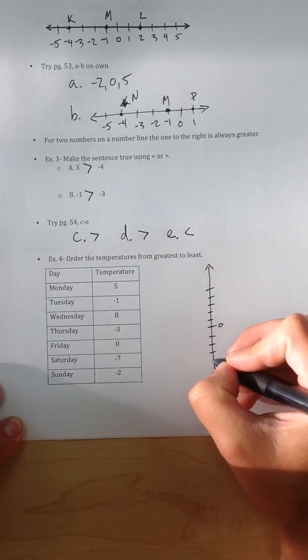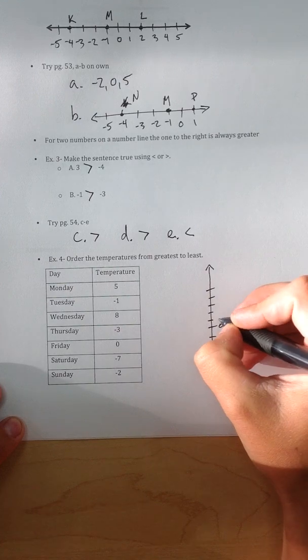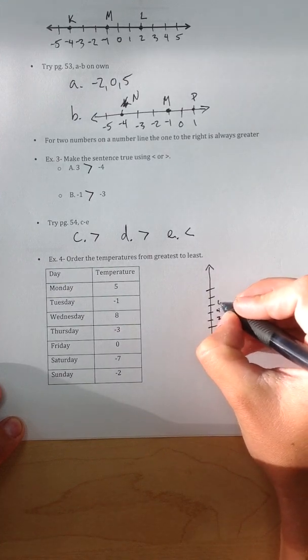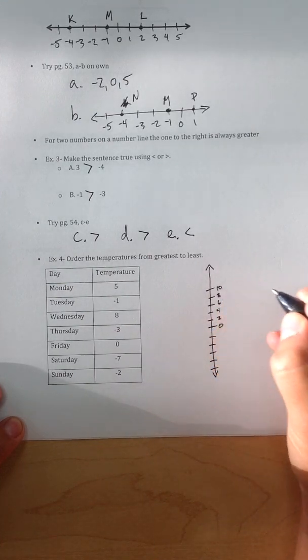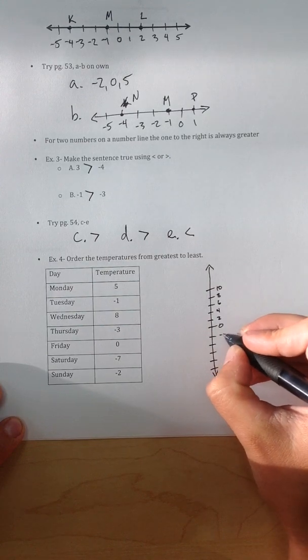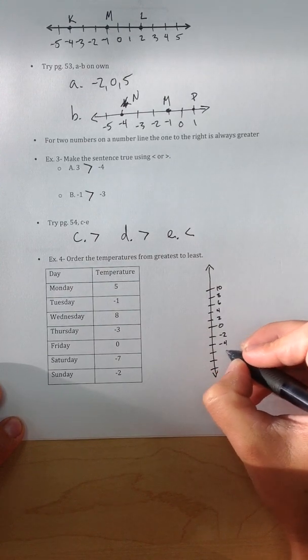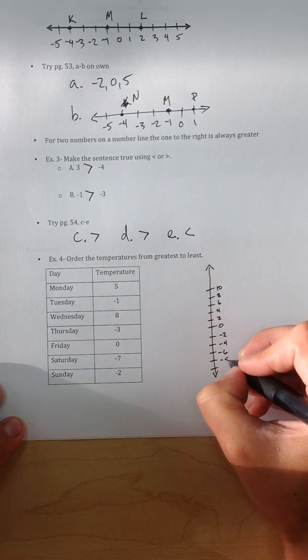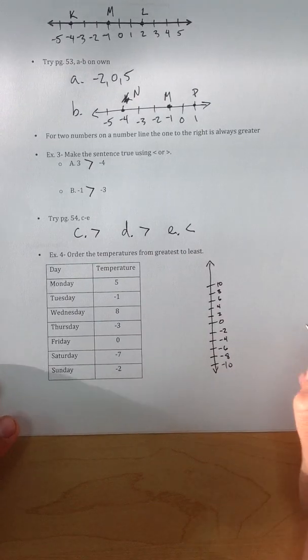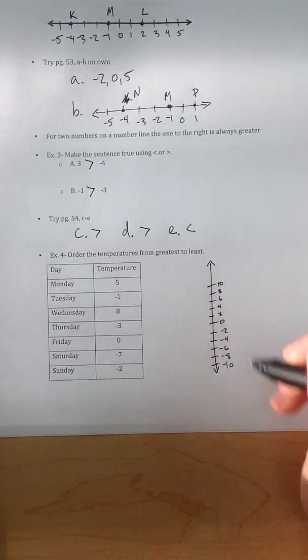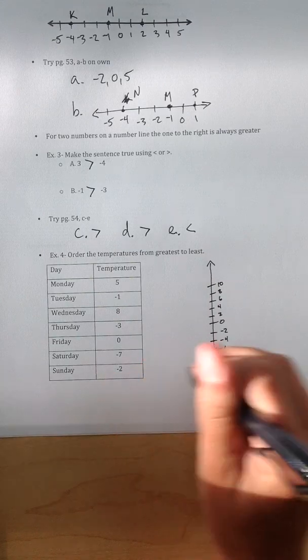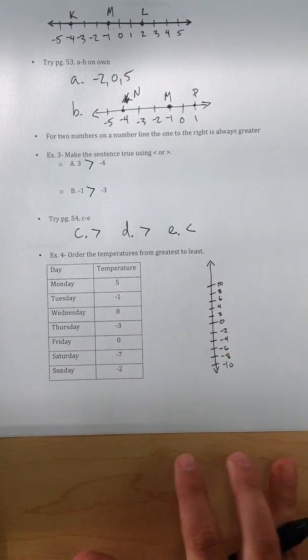2, 4, 6, 8, 10. And then going down would be our negatives. So -2, -4, -6, -8, and -10. So just like a thermometer, number lines can go up and down as well. They don't just have to go right and left.